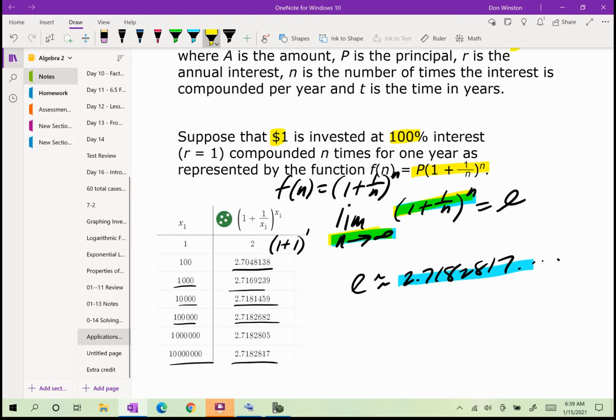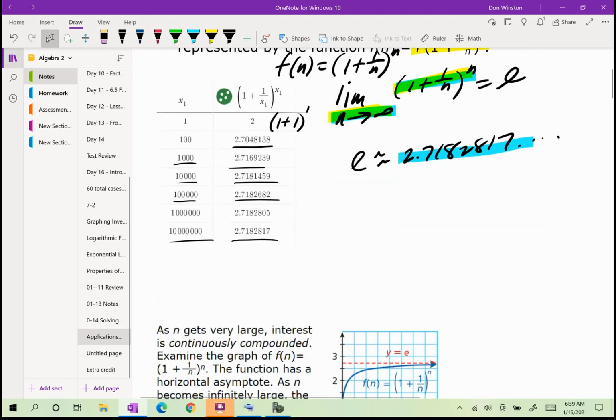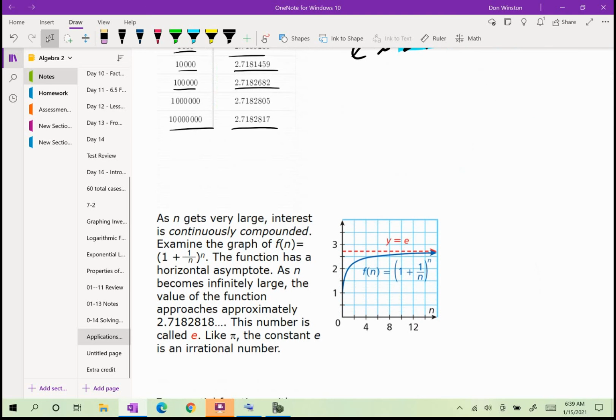But the value for e is 2.7182817, and it doesn't repeat, as it is an irrational number like pi. As n gets very large, interest is continuously compounded. Examine the graph where f of n is equal to 1 plus 1 over n raised to the n. The function has a horizontal asymptote. You see it reaches a limit. The y value reaches a limit, and that horizontal asymptote is the value y equals e.